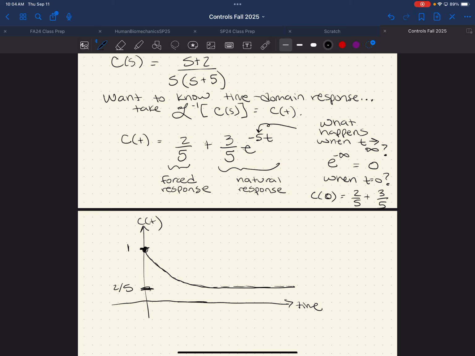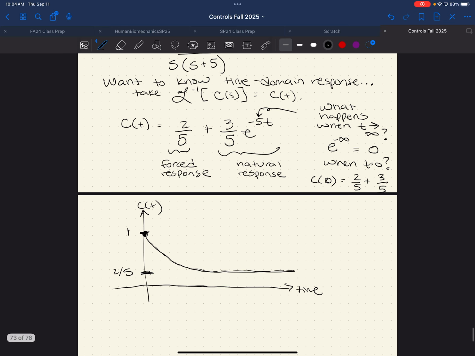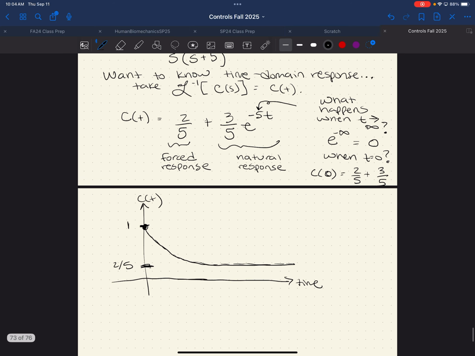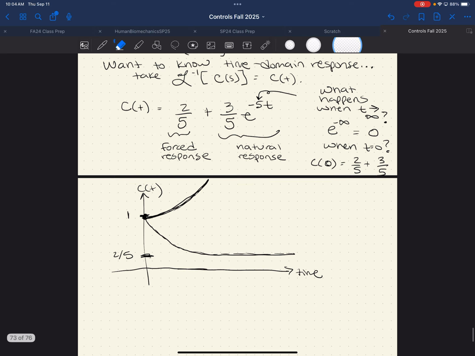All right, what would happen if our pole was positive 5 instead of negative 5? Would it be doing exponential decay? No, it would be doing exponential growth. I would still start at the same point here, but instead of decaying, I do something like this. Is that usually good or is that usually bad? That is usually very bad. That has made our system unstable.